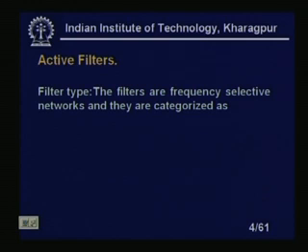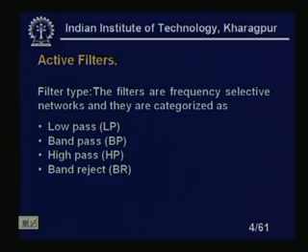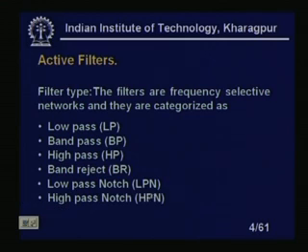Now, filters are frequency selective networks, and they are categorized as low pass, band pass, high pass, band reject, low pass notch, and high pass notch. So, these are the typical classes of filters we will get. Also, we have delay equalizers or all pass filters, which is also a class of filters that will be discussed later on.